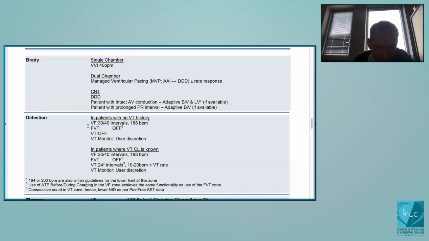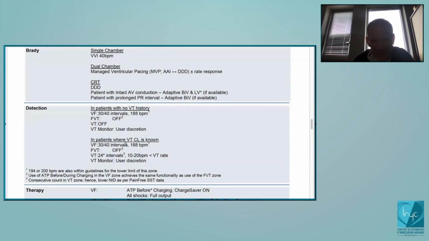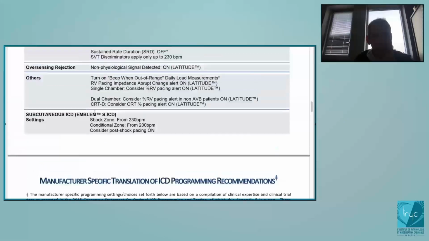And you see that in the guidelines there is only one zone in Medtronic, only one VF zone, up to a limit of 188 beats per minute, no VT zone, and monitor zone at user discretion. And it's different, of course, in secondary prevention. So the VT zone is only programmed if you are in secondary prevention with episodes of ventricular tachycardia. Okay, so once more, only one zone in Medtronic, and if you compare, for example, with Boston, that's really different.